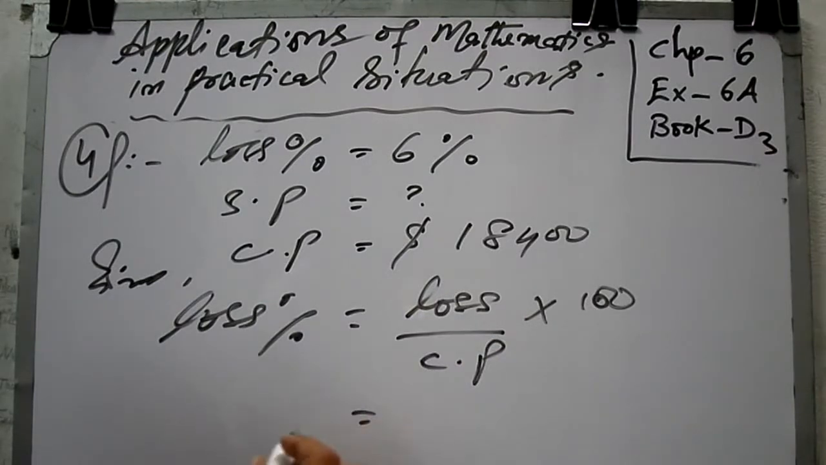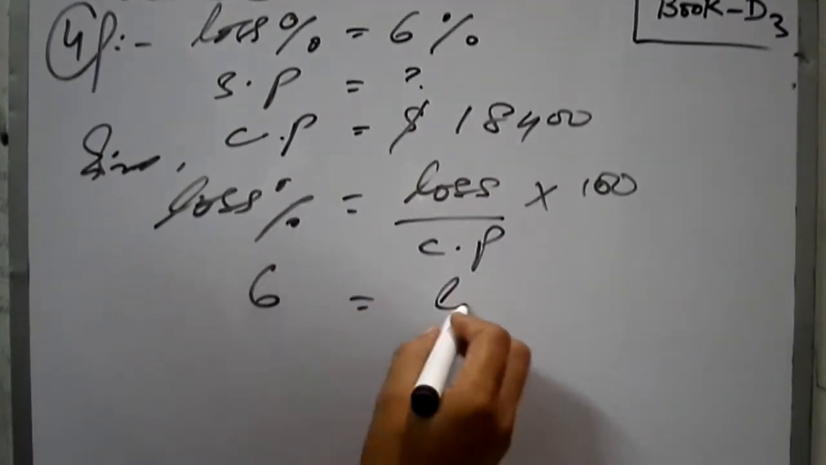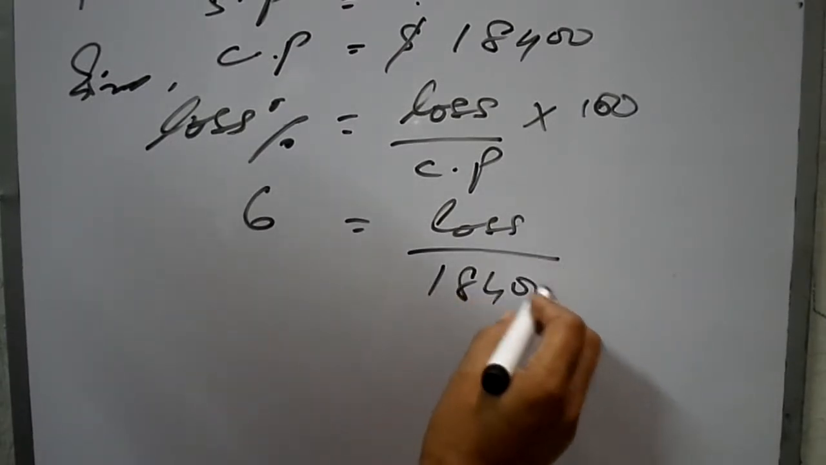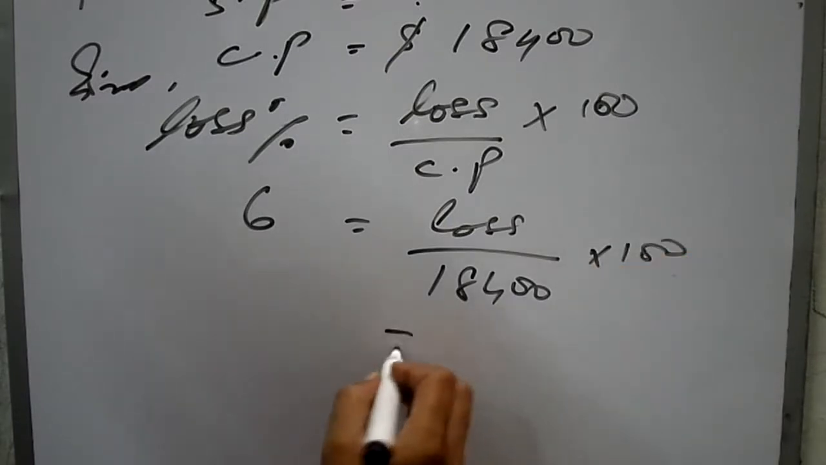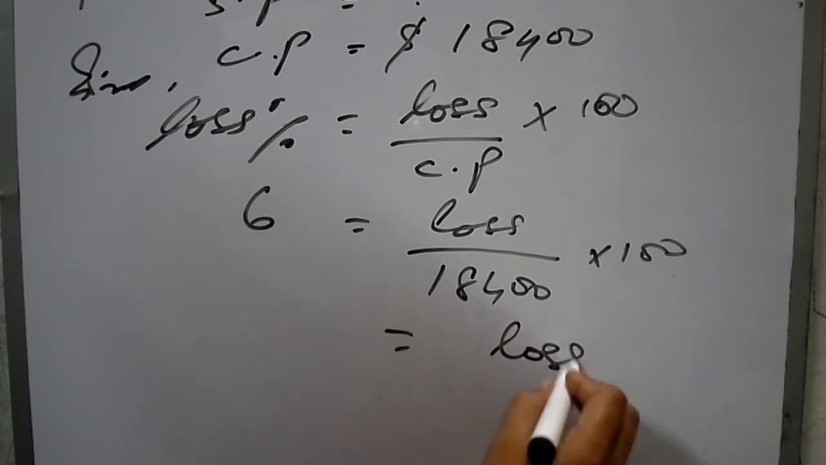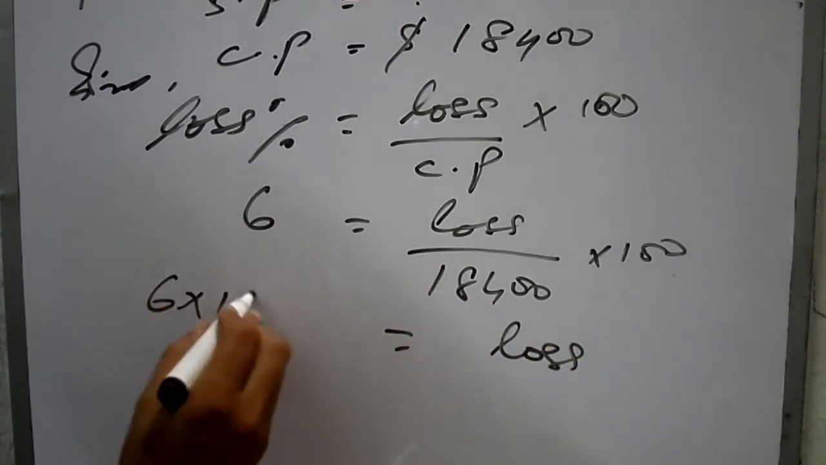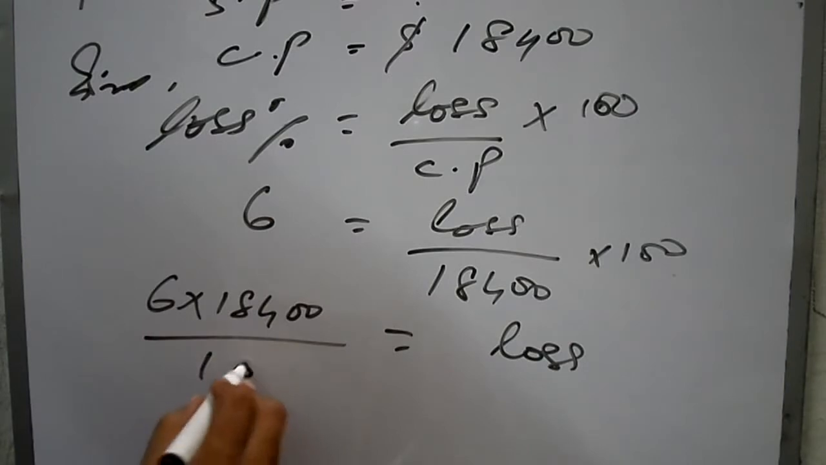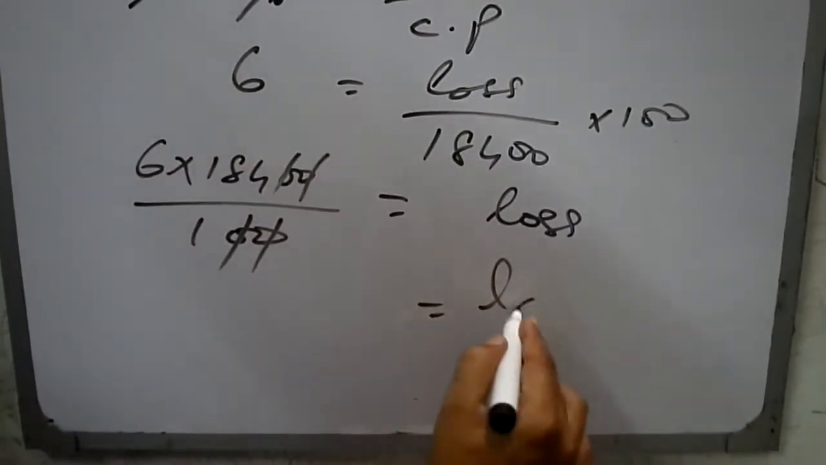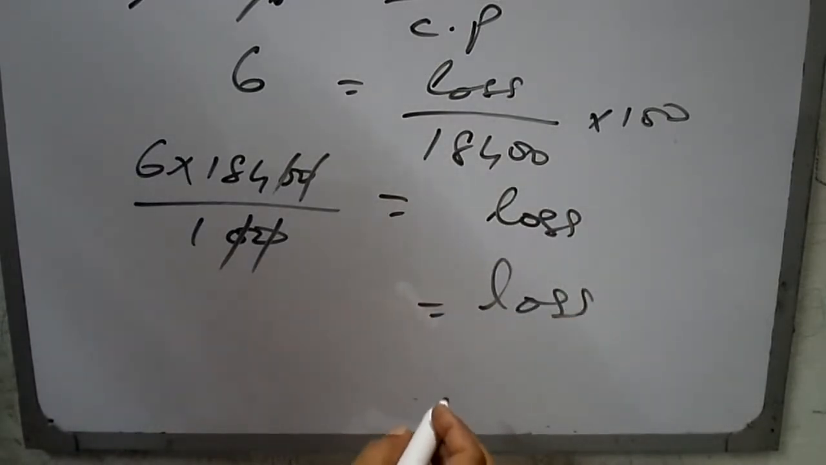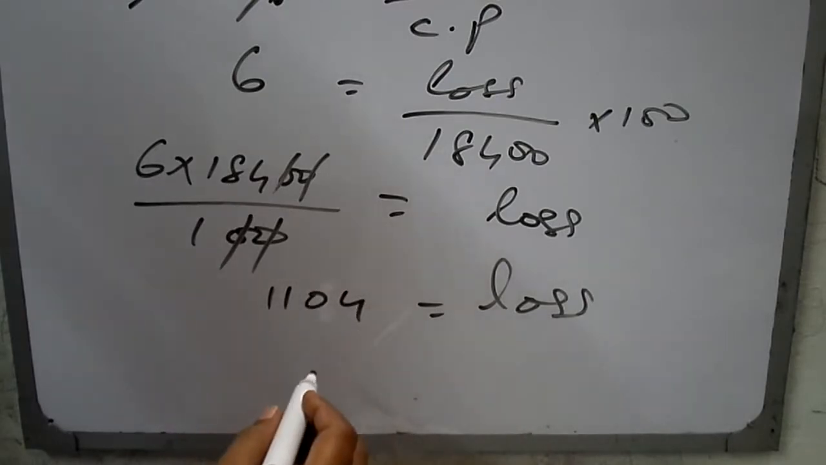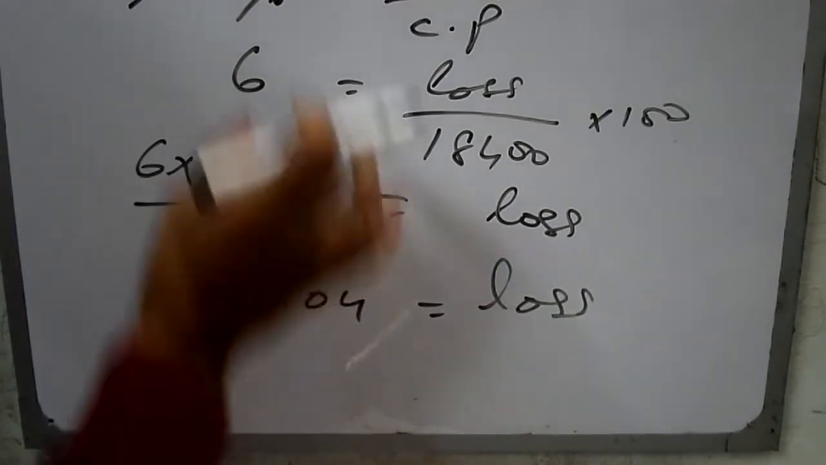Putting the values, loss percent is 6, loss divided by 18,400 multiplied by 100. After cross multiplication, you need the value of loss, so 6 multiplied by 18400 divided by 100, 20 will be cancelled with this one, so the loss is approximately 1,104. Actually we have to find the sale price.